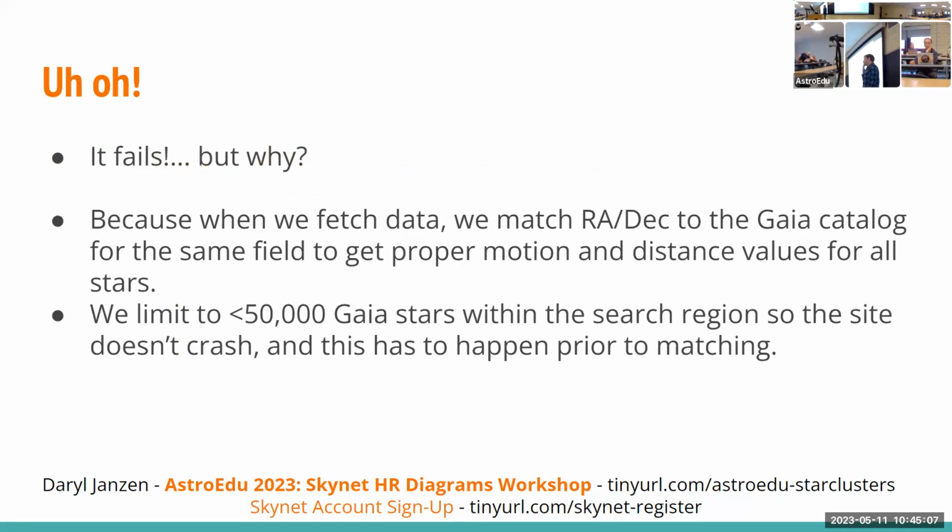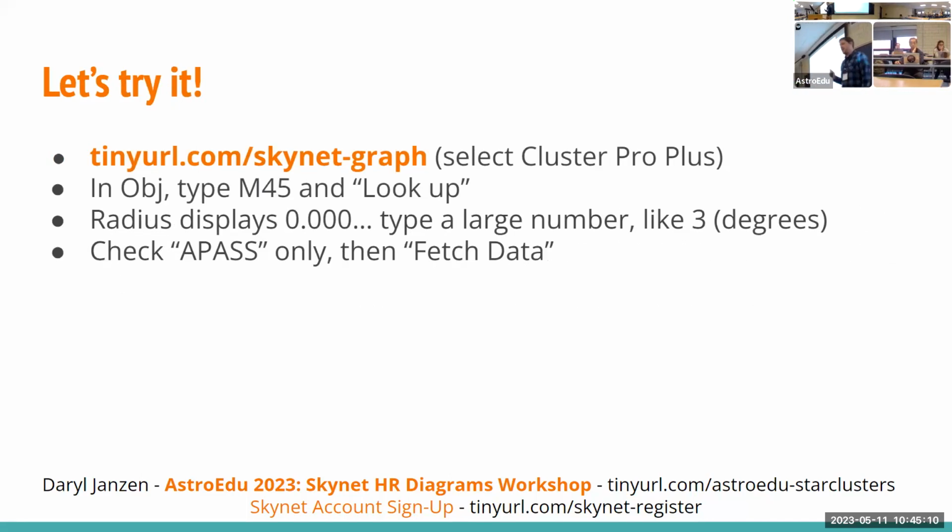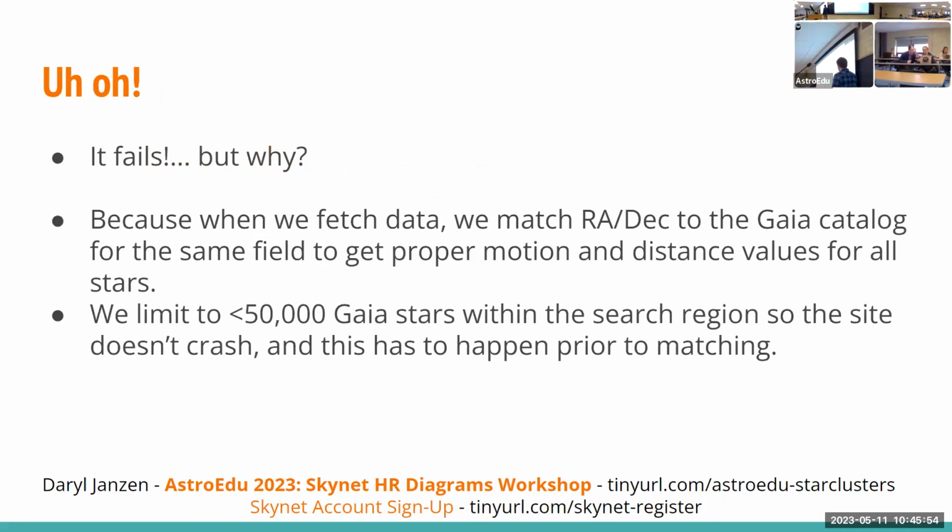So when you run fetch data on that one, yeah, I can go back. So M45 lookup, change radius from 0 to 3 degrees, check APAS, and APAS is the AAVSO's All-Sky catalog. What this is going to do is load all of the APAS data points within 3 degrees of the coordinates of the center of the Pleiades cluster. So when you click fetch data, you should get an error saying that the Vizier lookup failed, and I set this up this way because I wanted to explain.